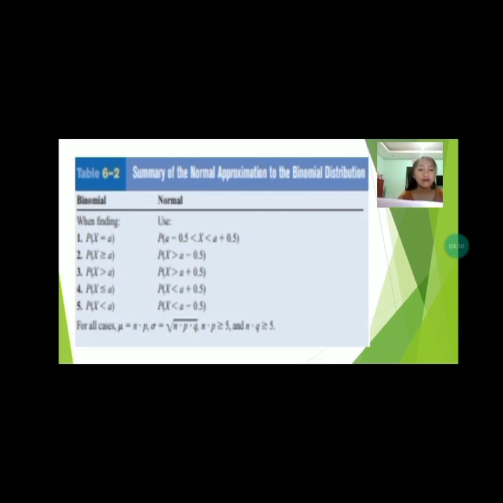So for the binomial, P(X = a), P(X > a)... So this is what we use in the normal: for P(X > a), we subtract 0.5, and if it is less than, we add 0.5. In all cases, the mean equals n times p. The standard deviation is the square root of n times p times q. The approximation can be used if n times p is greater than 5 and n times q is greater than 5.